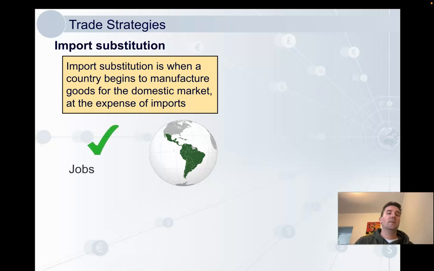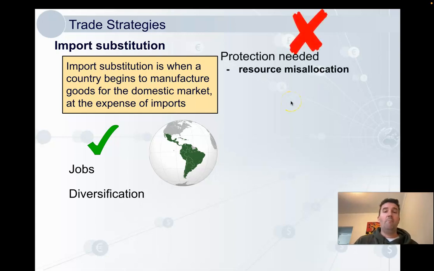The benefits that have been seen of this, or the perceived benefits, have been jobs and diversifying their economy so they're not reliant on all of their money coming from a narrow set of goods. We've seen that before in previous slides. But this didn't really work. So this was tried pretty hard by countries in Latin America, as we've got highlighted on the map there.